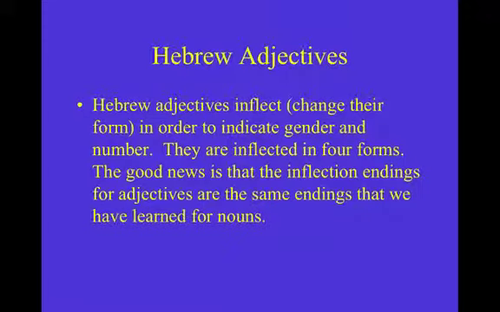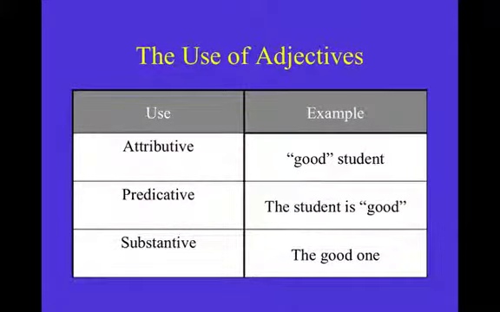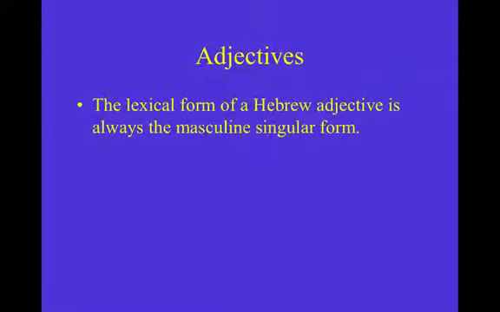Hebrew adjectives inflect or change their form in order to indicate gender and number, just like a noun. They are inflected in four forms. The good news is that they're the same as what was learned for noun endings. So we have three uses: attributive, predicative, and substantive in usage of adjectives just like we do in English. Now the lexical form of a Hebrew adjective is always its masculine singular form, just like the noun that we learned earlier.